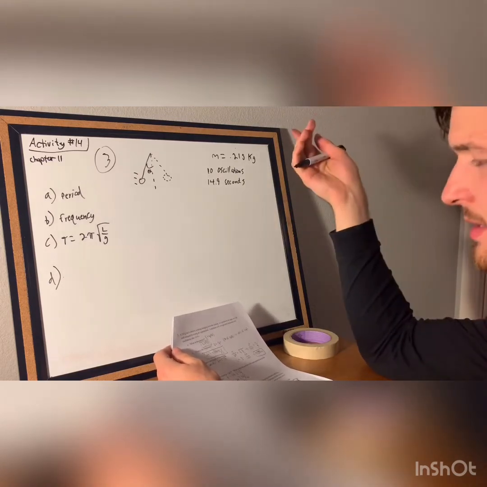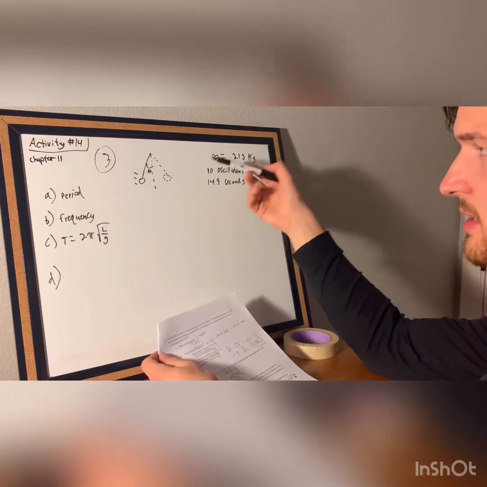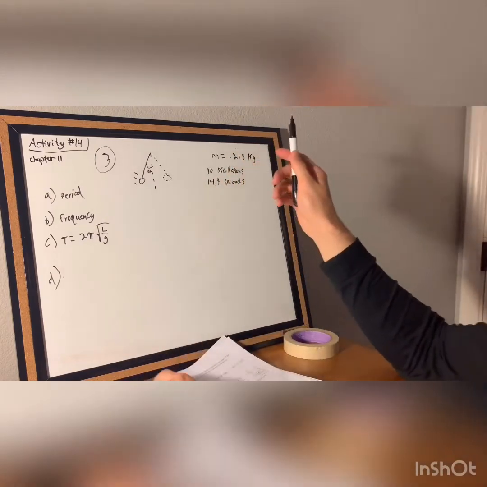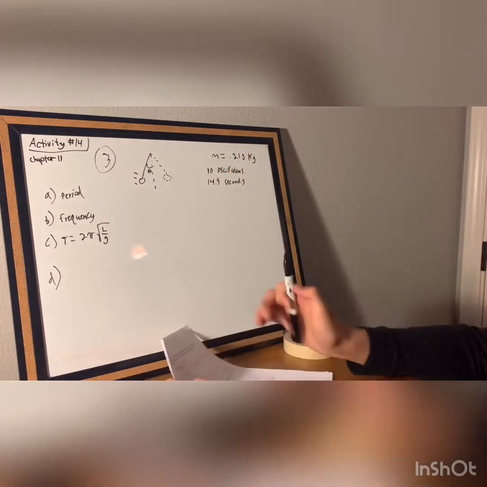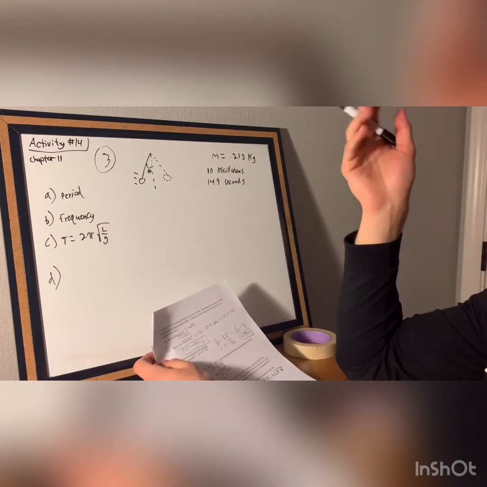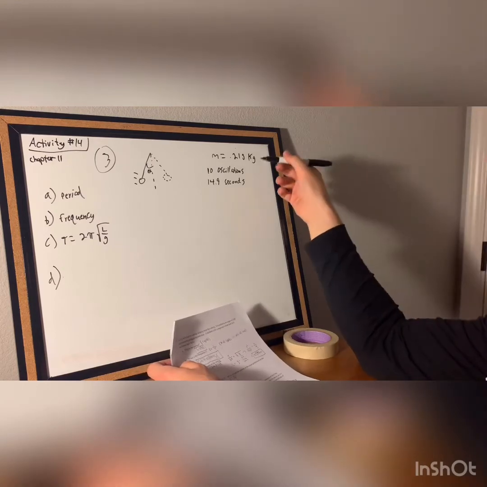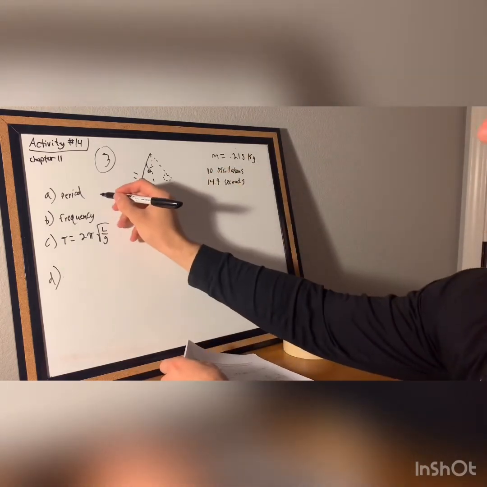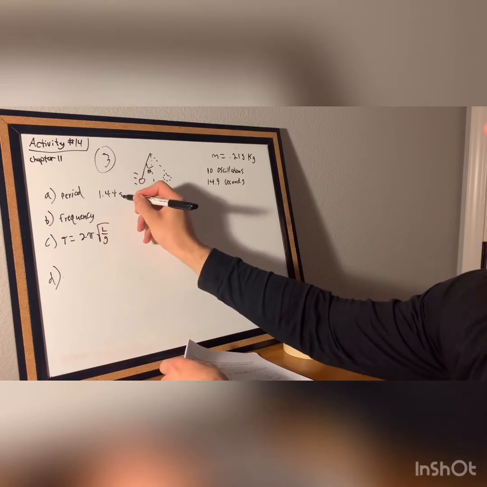One thing is that the degrees, we don't need to use the degrees for anything. It's just like a scare factor, I guess. Part A is just asking for the period, which is how long it takes for one oscillation. So how many seconds per oscillation? 14.9 divided by 10 is 1.49 seconds.